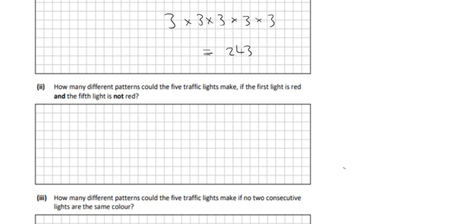Now we're going to follow a similar type of logic for this bit. The first light, there's only one option. It could only be red. The second light, we still have 3 options for it. The third light, we still have 3 options for it. The fourth light, we have 3 options as well. But then the fifth light, it's not red, so therefore it could be amber or it could be green. So we have 2 options. Just multiply all those numbers together, and you get 54.